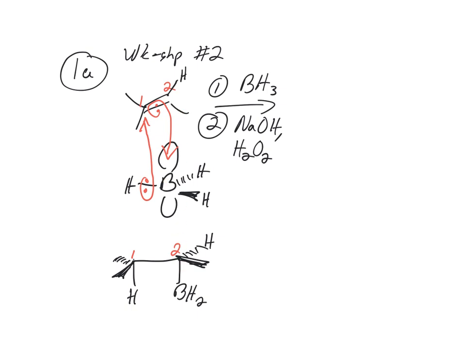Regioselective because the boron always goes to the less substituted carbon. Stereoselective because you always get a syn addition. You'd also get the other version of this. And I don't need to change the wedges and hatches at all.